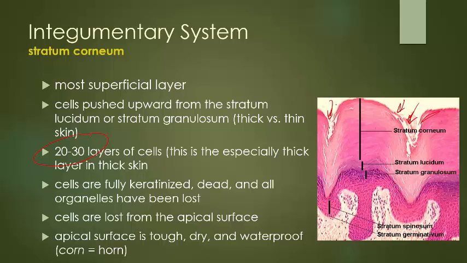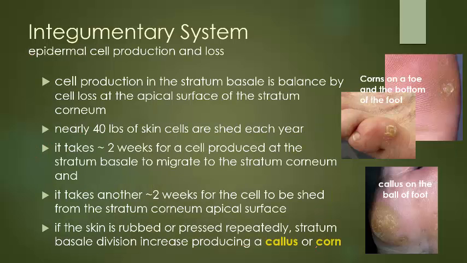The cells at the apical surface are lost, and so we have to balance new production from the basement membrane, from that layer of stratum basale, with the loss that occurs up at the apical surface. And in our skin, the apical surface is tough, it's dry, and it's waterproof. Okay, so there we are. So, as I was saying, cell production at the stratum basale is balanced by the cell loss at the apical surface. And so here's some interesting facts about skin.